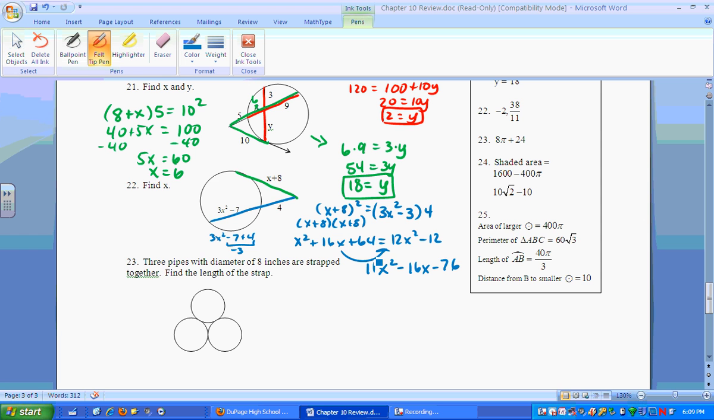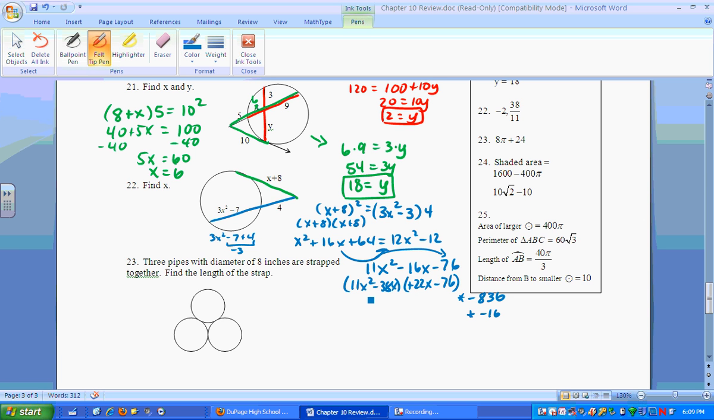Now you have to factor with the leading coefficient greater than 1. So you multiply those two, 11 times the 76, giving you negative 836. But multiply, it adds to negative 16. You break up your two middle numbers. The 11x squared came down here. The negative 76 comes down here. You get negative 38x and positive 22x.